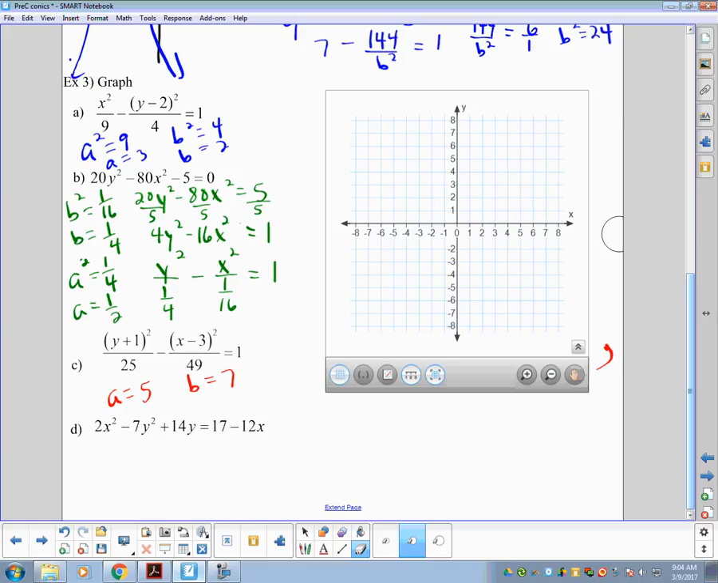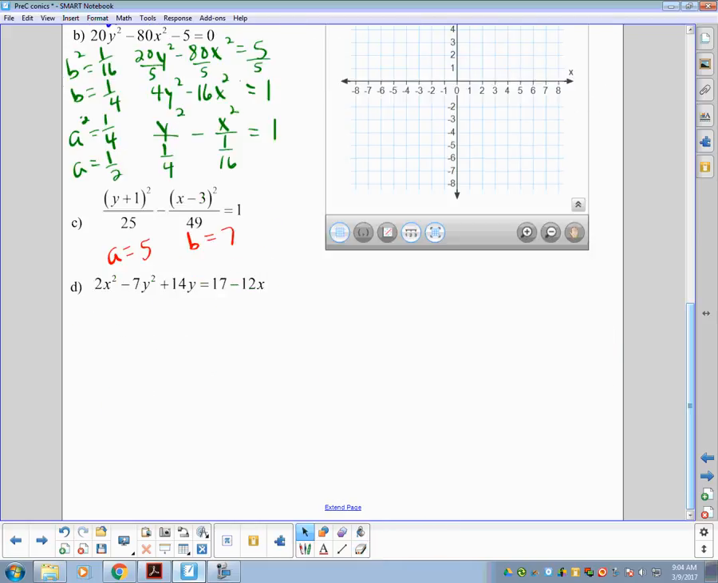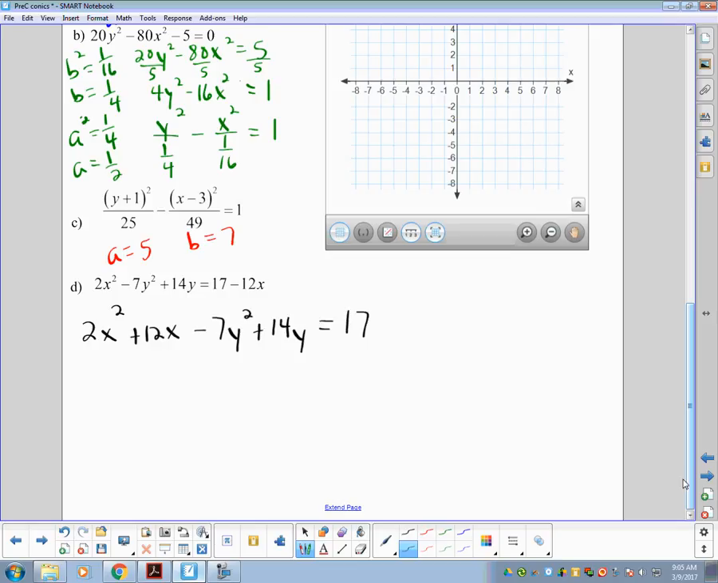I think I'll do a little bit of algebra before I look at the scale here. But we've got to complete the square with this one. So I'm going to group x terms together. Here's 2x squared. I'm going to bring the 12x over. Minus 7y squared plus 14y. I'm going to leave the constant over on the right-hand side.